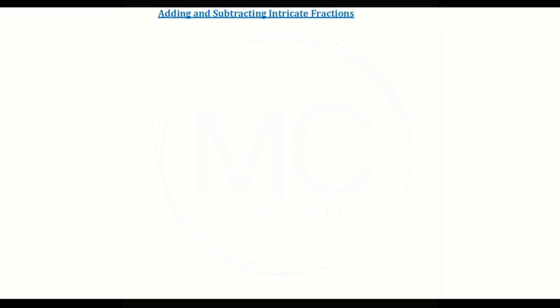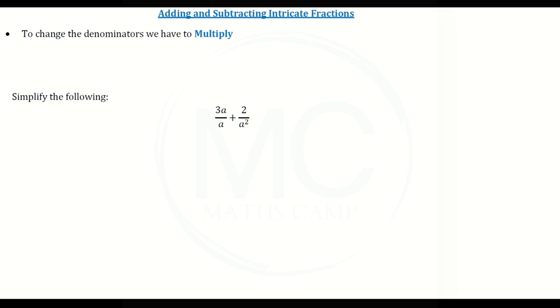Hi, in this video we are going to look at how we go about adding and subtracting algebraic fractions. Let's look at the example 3a over a plus 2 over a squared. Now in our previous video we said that in order to change the denominator we have to multiply. Here we have a denominator of a and here a squared. If we multiply a by a, we will get a denominator of a squared. But remember that we have to multiply this whole fraction by a. So let's do that now.